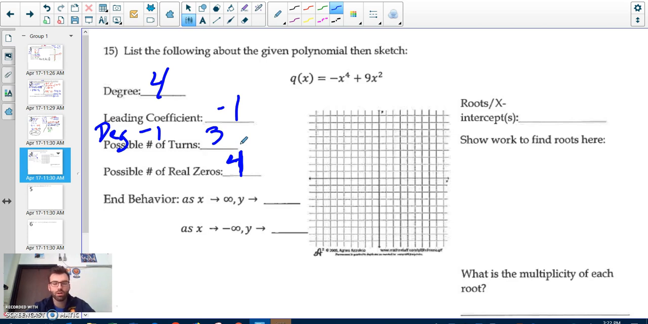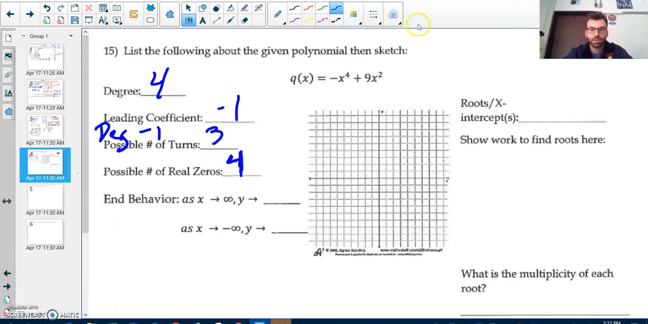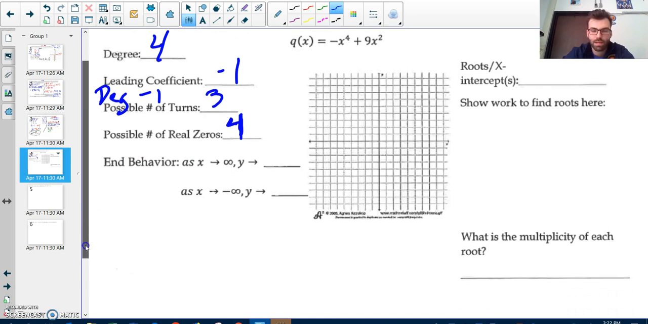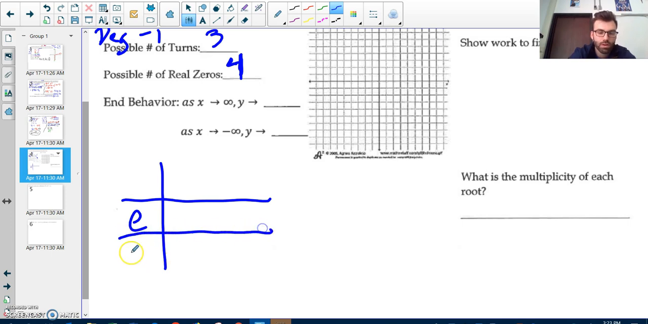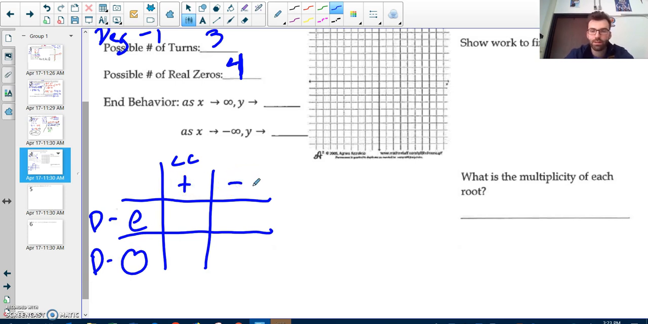So remember our chart. We had a little chart when we made this, and I'm going to do my best to make it as legible as possible. With this little mouse, it's going to be kind of tough, but I'm going to do my best. So we have two options. Our degree can either be even, or our degree can be odd. Even degree or odd degree. My leading coefficient can either be positive or negative.